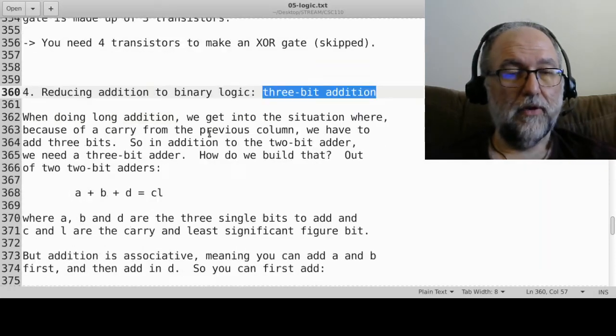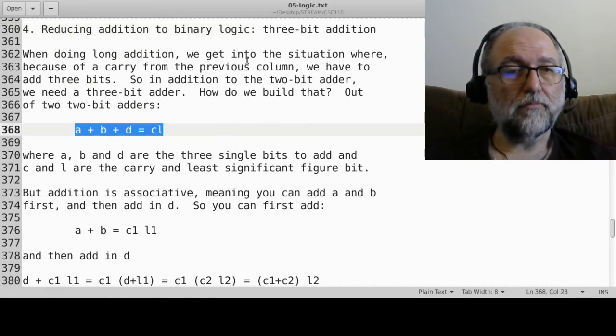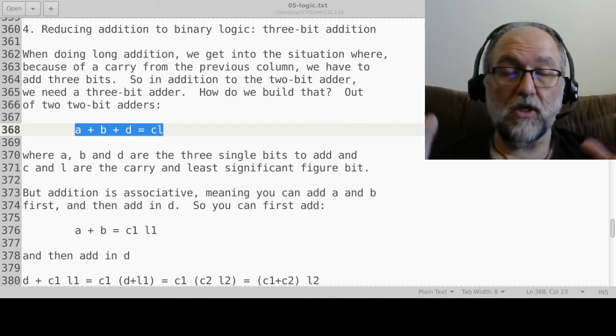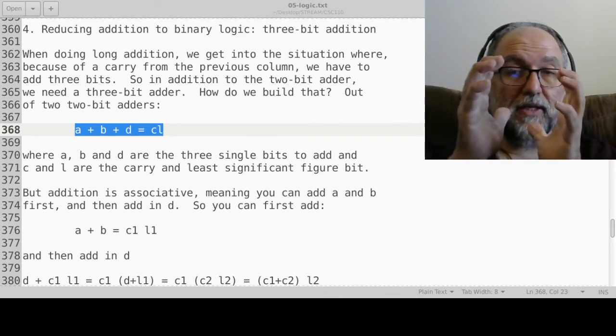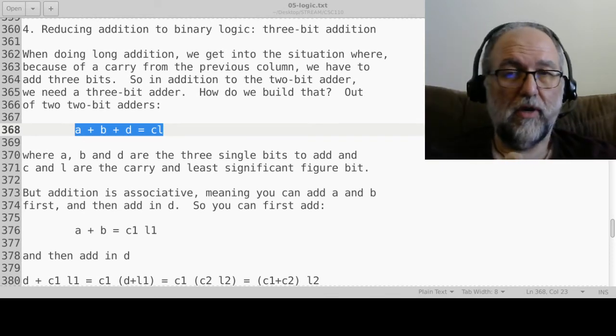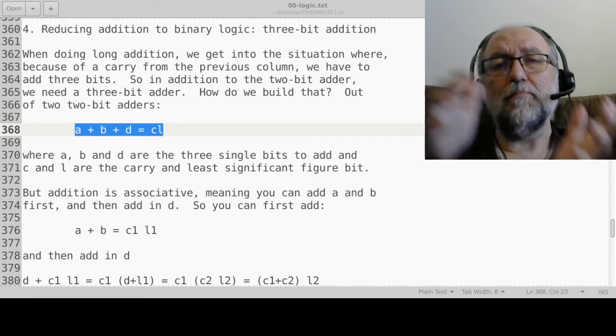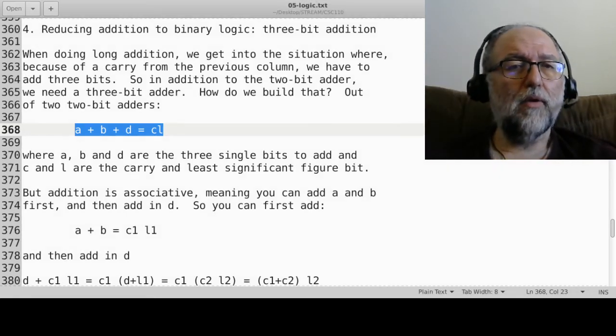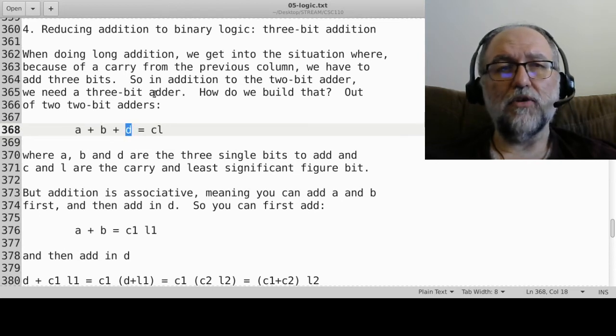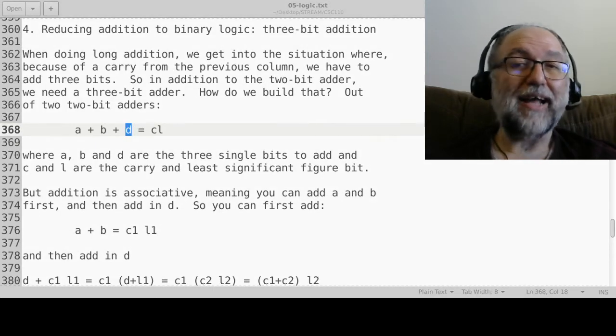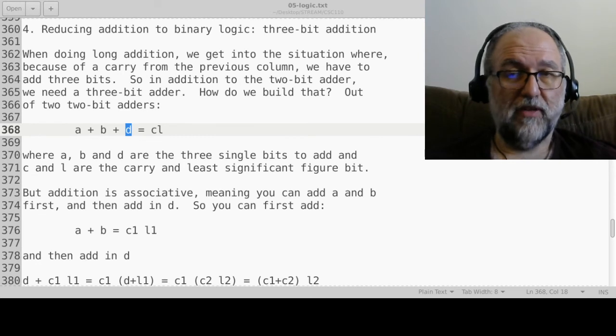Okay, we'll put it together. In addition, you can always add two things together first before you add in the third thing. If you've got three things to add, you can add them pairwise. So if we add three bits, like A, B, and D, and by the way, I called my third bit D so that it's not confused with C, which I've been using for the carry.